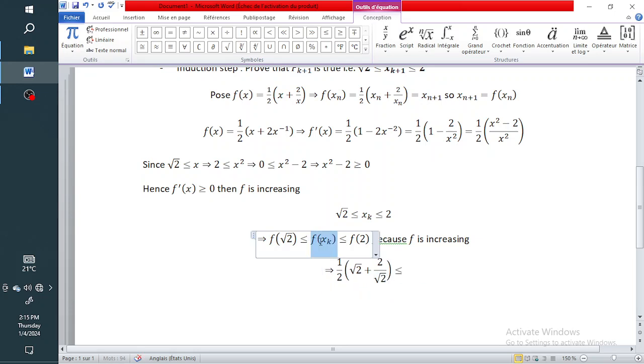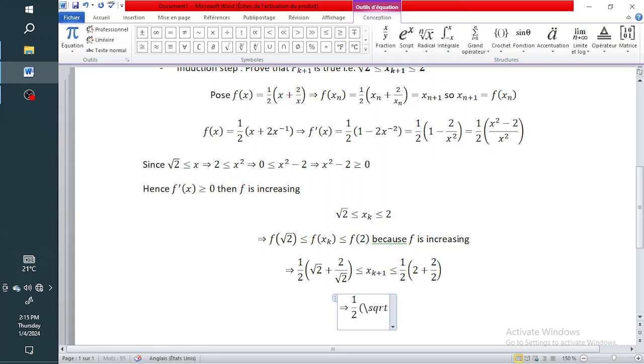Now my f of x of k is simply x of k plus 1, and then my f of 2 is simply replacing x with 2. So this is what we have. Let us try to simplify the bounds. We have half into root 2 plus, now 2 divided by root 2 is root 2. Now 1 divided by root 2 is the same as root 2 divided by 2. So I was just trying to simplify.